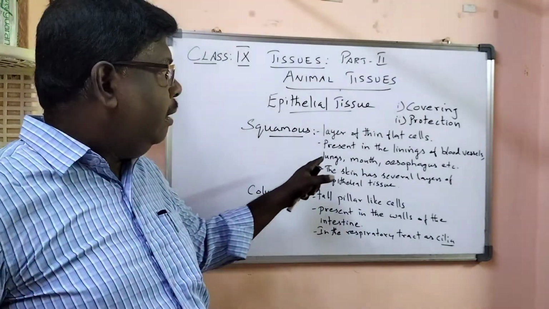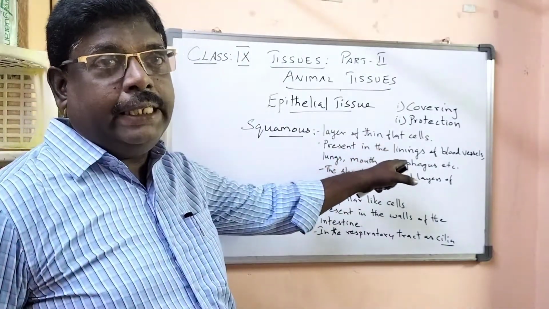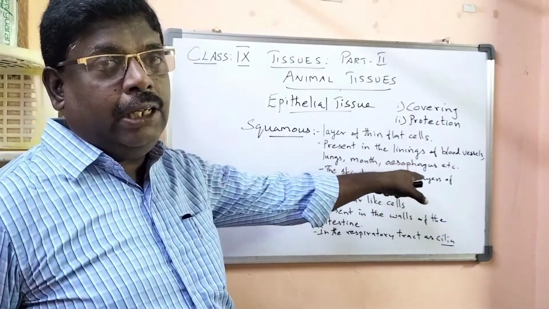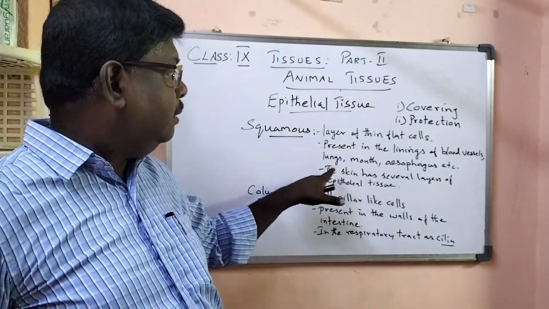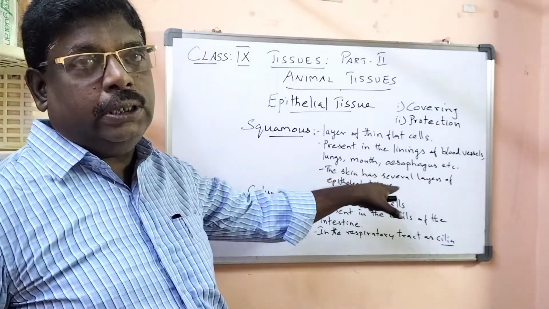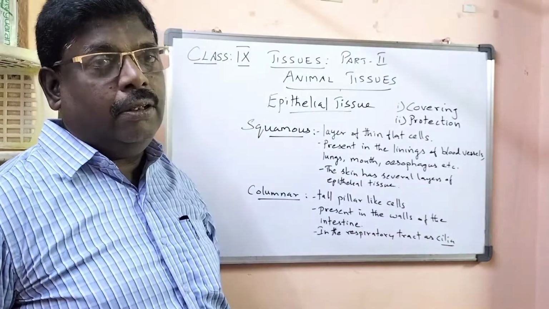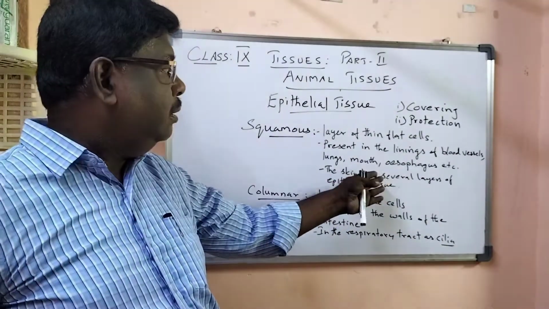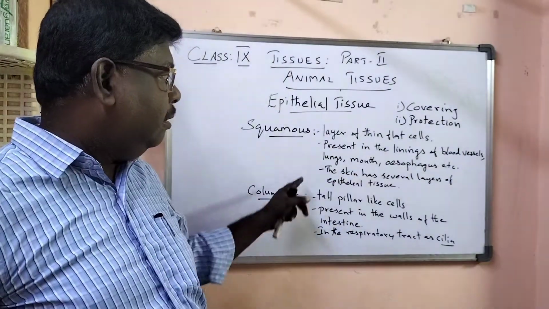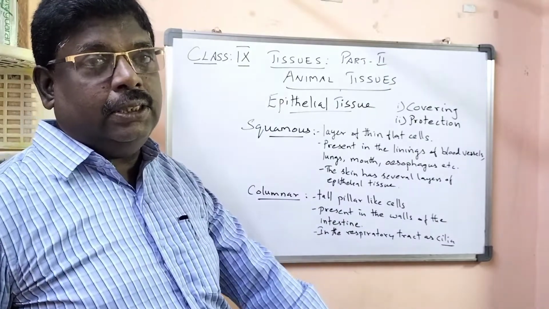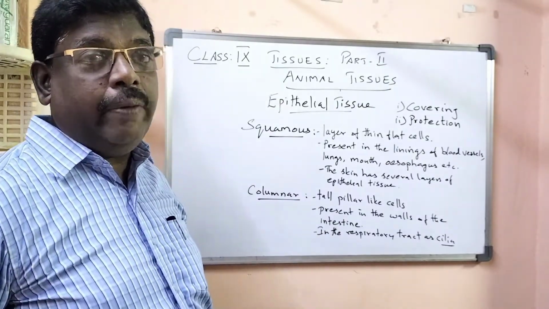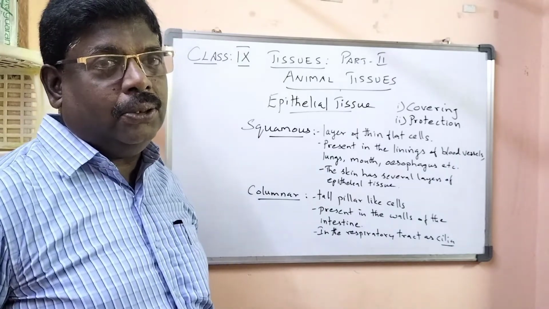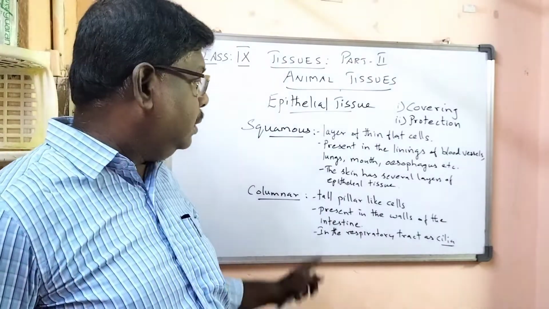Squamous: a layer of thin flat cells. They are present in the lining of blood vessels, lungs, mouth, esophagus, etc. So it forms a lining of blood vessels, mouth, esophagus, all these things. We have several layers of epithelial tissue in the skin. That's what the skin is meant for: protection, covering. So that is made up of epithelial tissues.